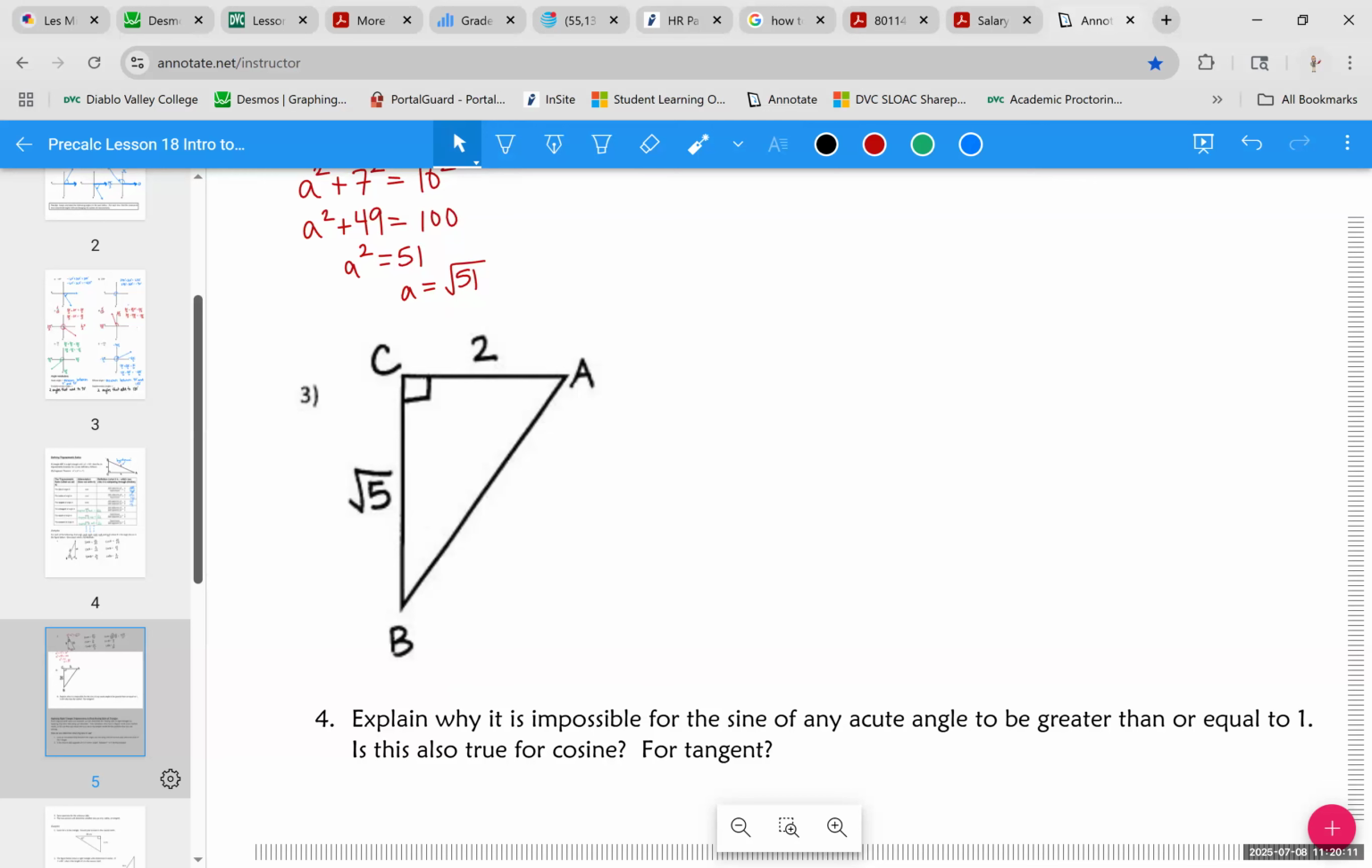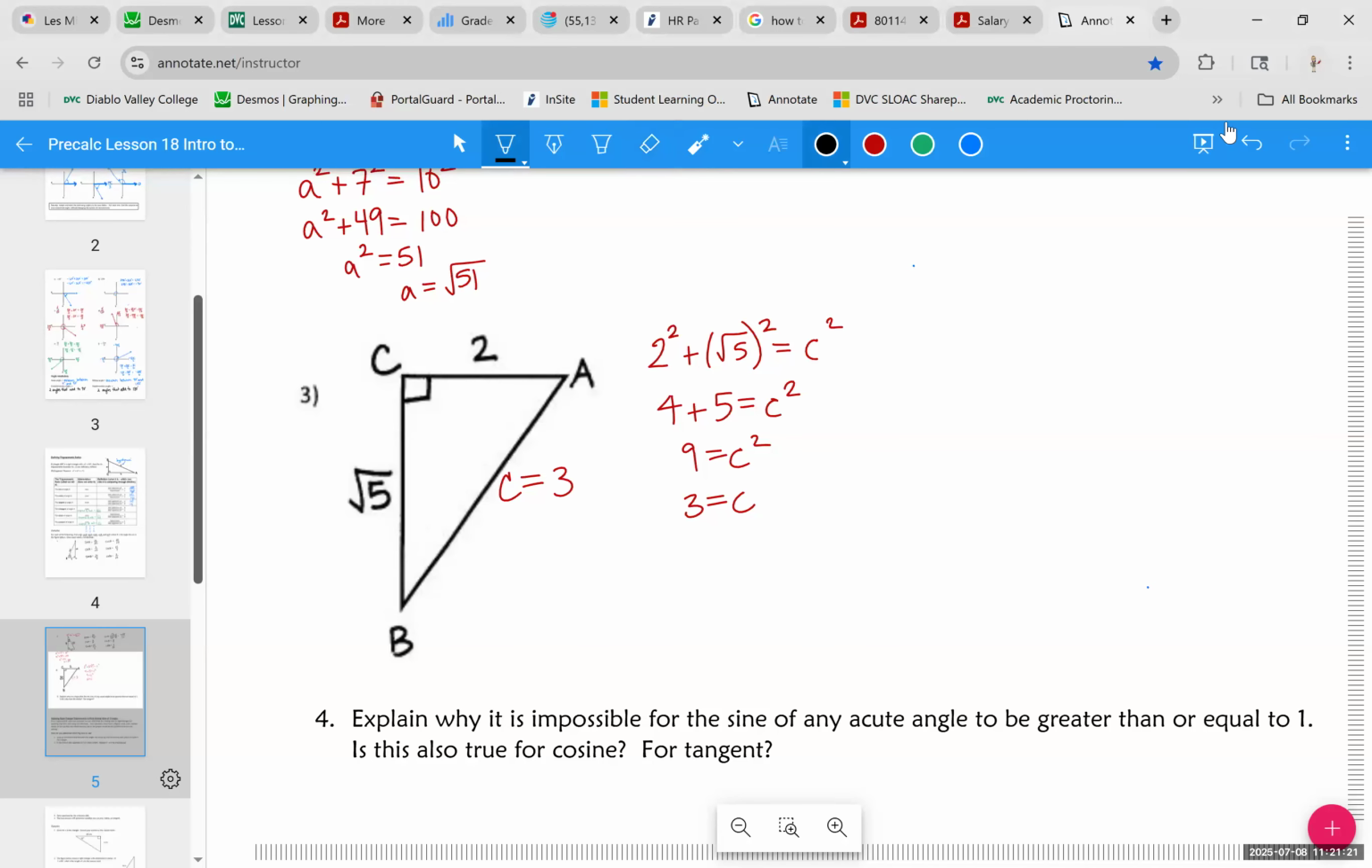It looks like you're going to have to find that missing side first using the Pythagorean theorem. And as you found that side, you might have realized that I didn't give you a theta. Let's put it here at A. All right, now you can create your ratios.